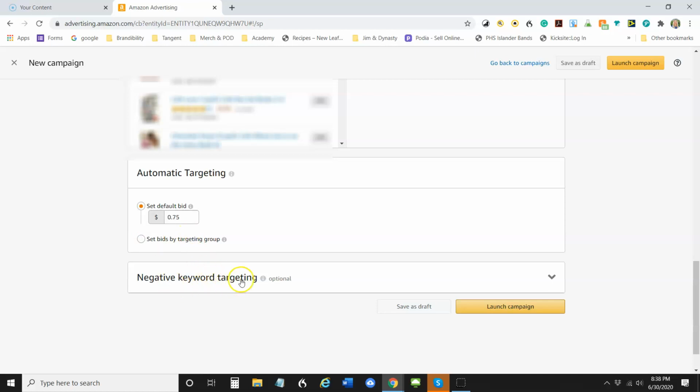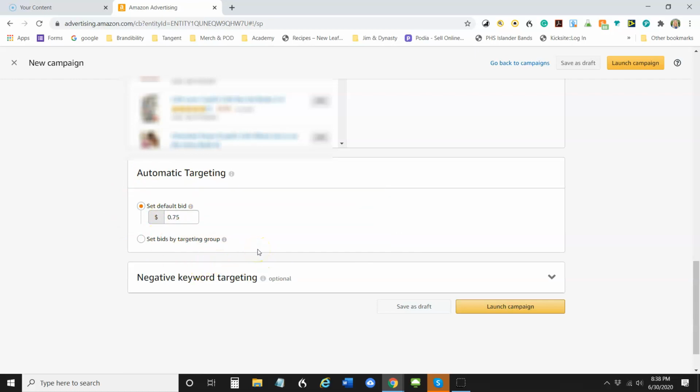Okay, and then there's the negative keyword targeting. I don't do this. I know there's probably some great strategies for doing that, but I don't use this one. And for a beginner, I really don't think it's worthwhile. So once you're done, you put launch campaign. Like I said, I never use the default bid. I start with 10 cents.